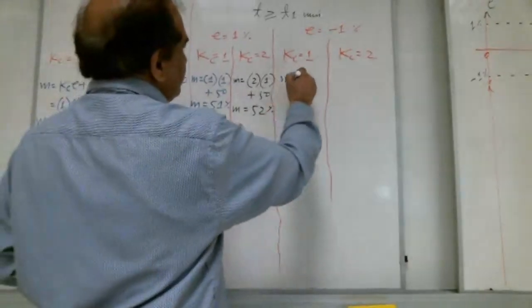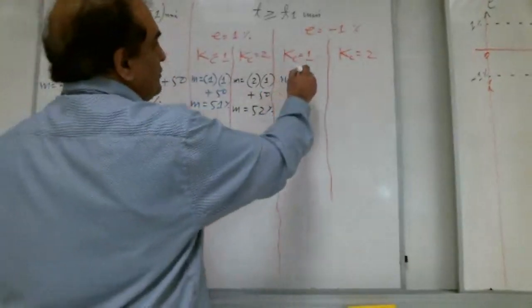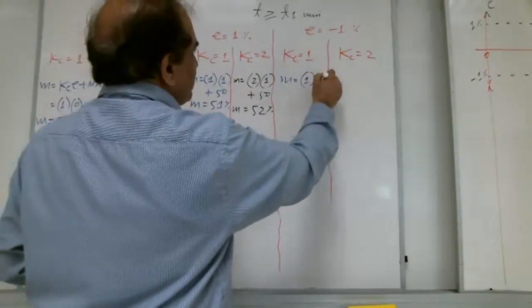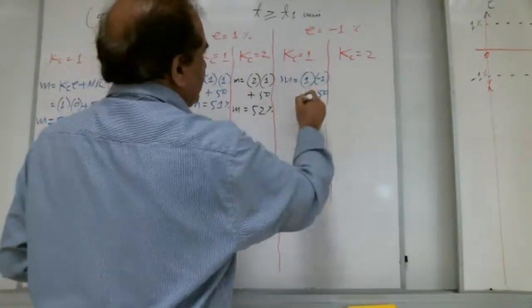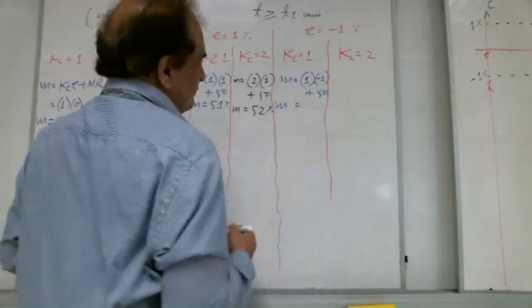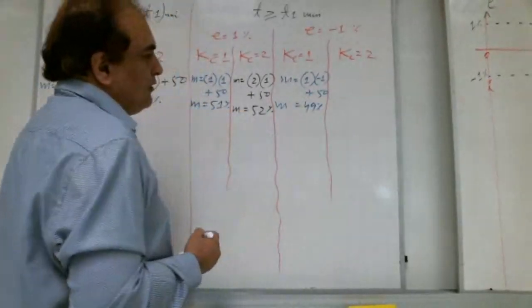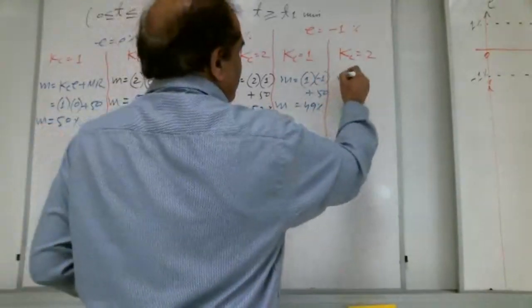How much here? With -1, KC 1, error -1, plus MR 50. How much? 49. 49. Very good. 49%. How much here, Shabab?